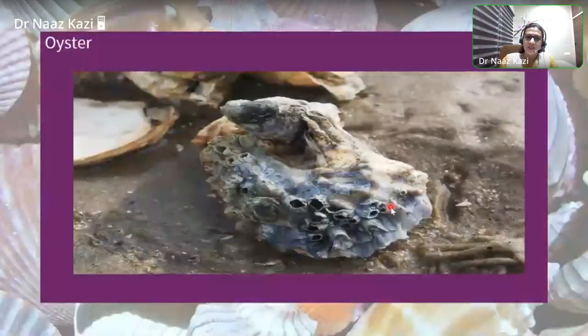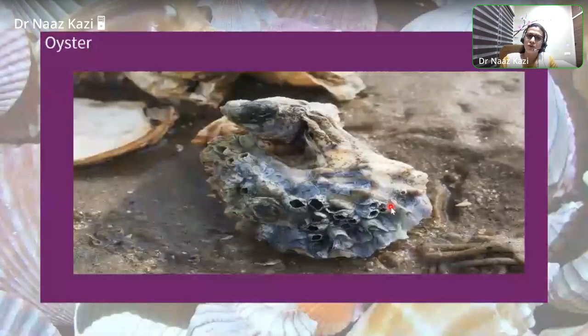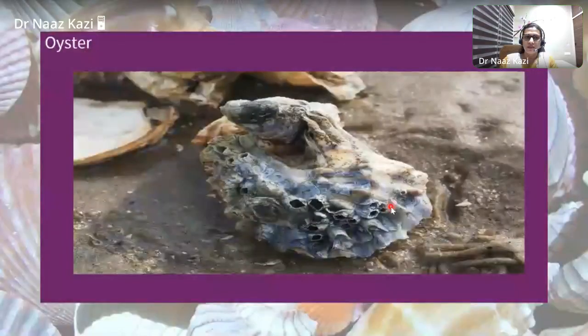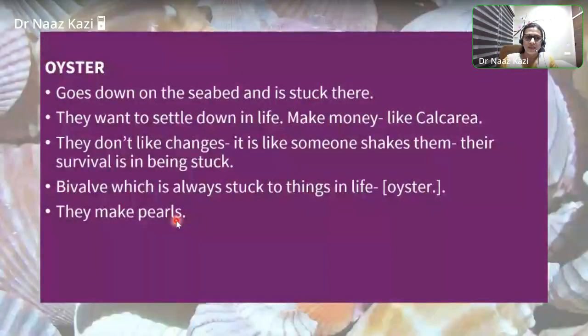They don't move much. So what they do is they have something kind of a sticky substance with which they cement themselves to the rocks or to the seabed. And however much the predator tries to move them, they don't have to move. That is their basic survival. So they have to be stuck. That is their survival mechanism. This is the bivalve, which is always stuck to things in life. So that is the oyster, and they also make pearls.